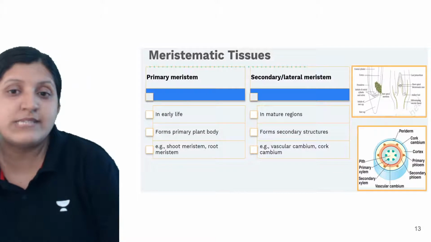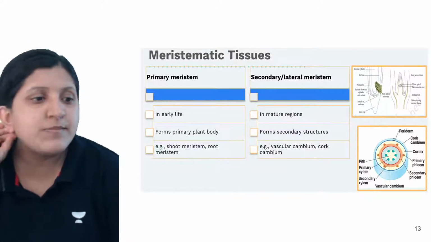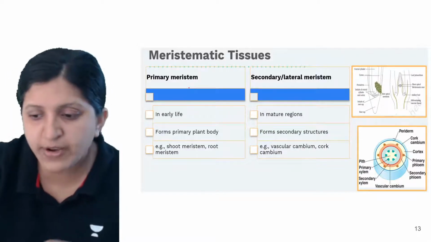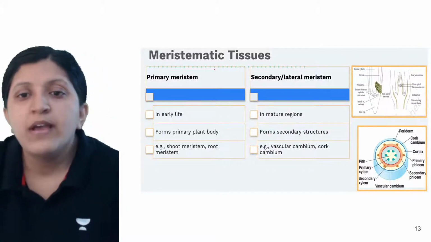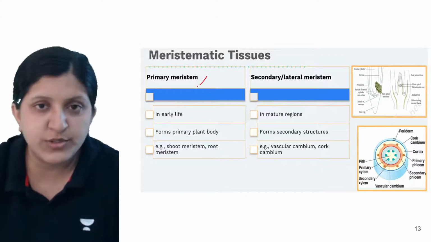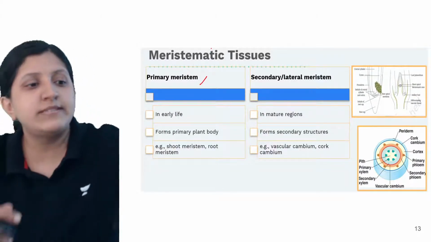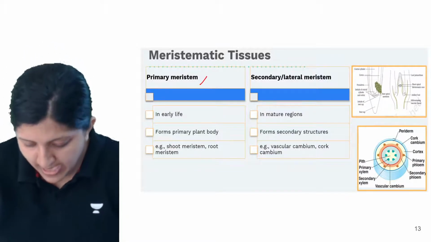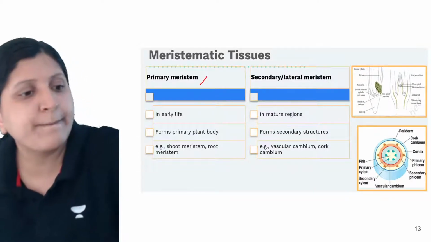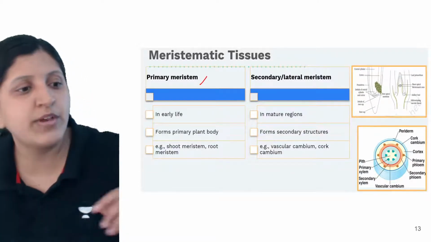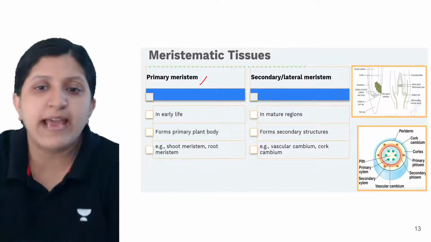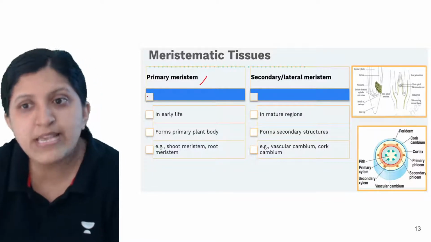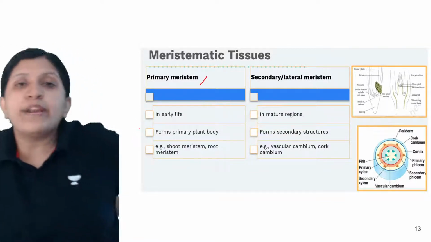So let's have a look at meristematic tissue. The primary meristem is there, then there is the secondary meristem or lateral meristem. The primary meristem is always formed first. You can see primary meristem formation in the very beginning. This is formed first, and that itself gives rise to the secondary, which forms later from the primary itself. You can see there is a secondary or lateral meristem.